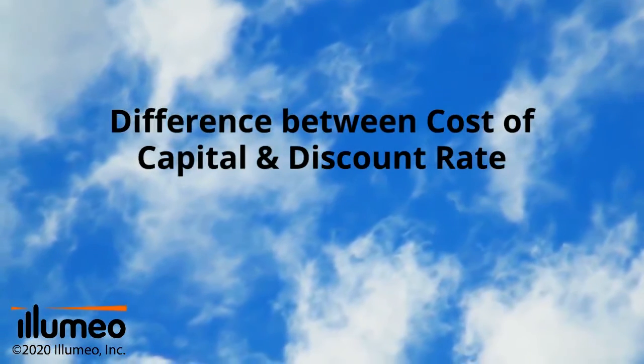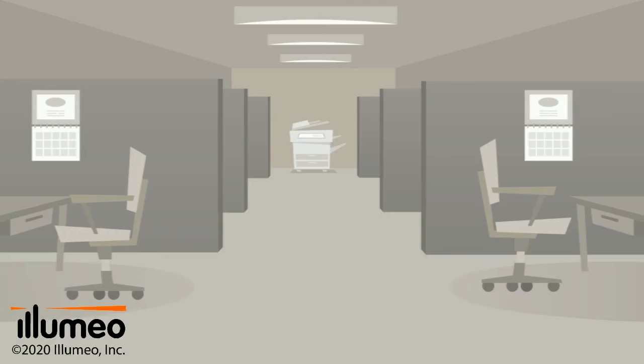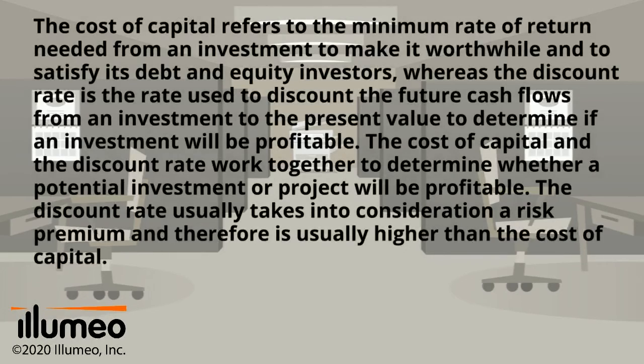Difference between cost of capital and discount rate. The cost of capital refers to the minimum rate of return needed from an investment to make it worthwhile and to satisfy its debt and equity investors, whereas the discount rate is the rate used to discount the future cash flows from an investment to the present value to determine if an investment will be profitable. The cost of capital and the discount rate work together to determine whether a potential investment or project will be profitable. The discount rate usually takes into consideration a risk premium, and therefore is usually higher than the cost of capital.